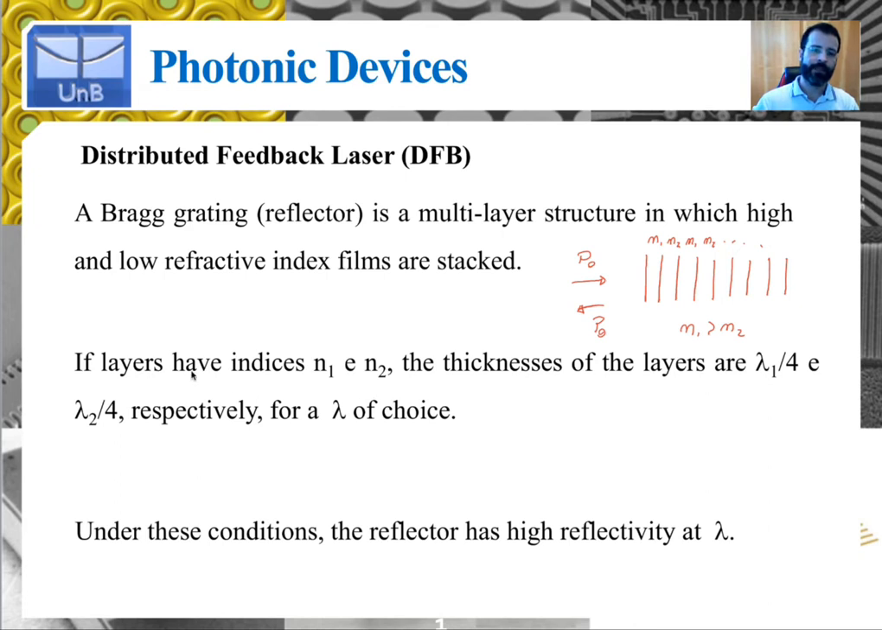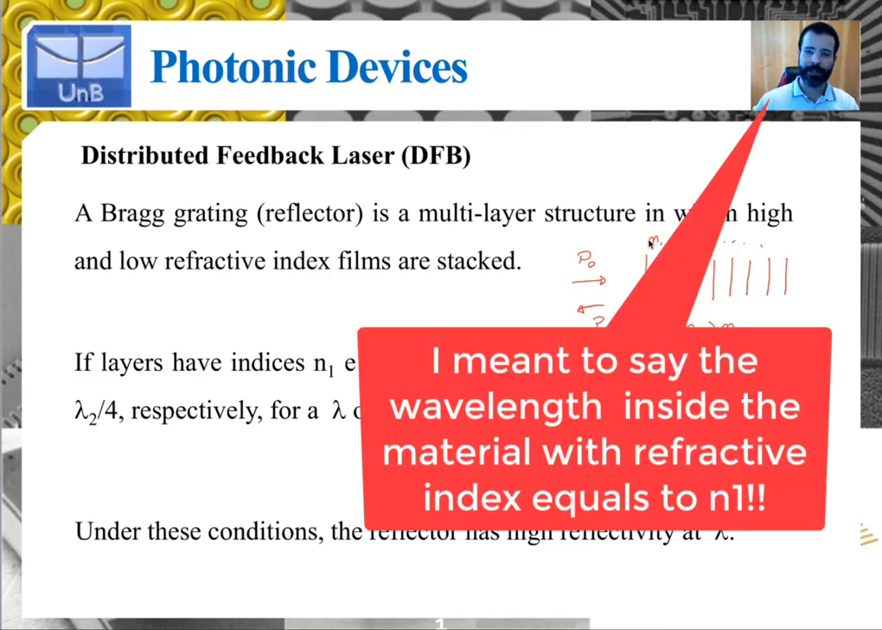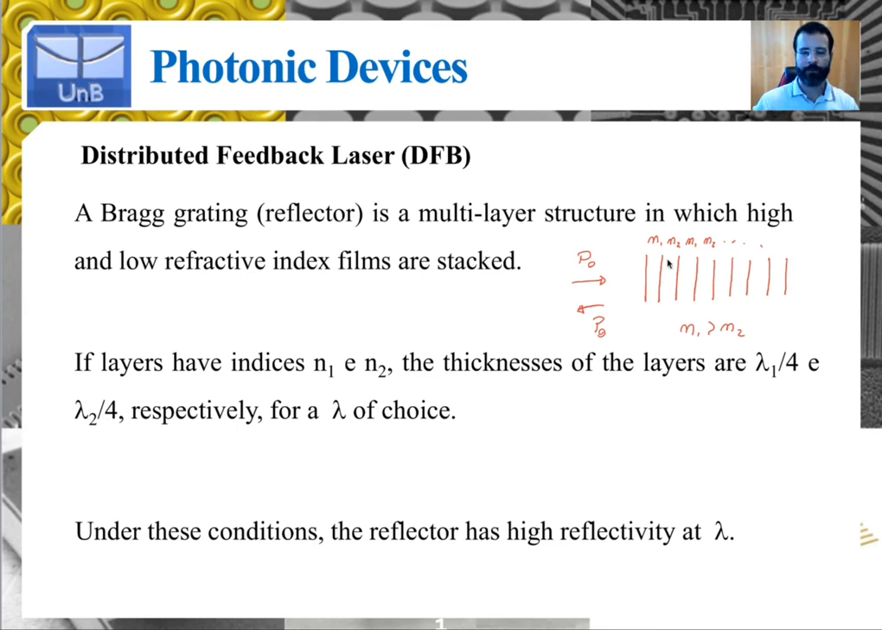If the layers have indices N1 and N2, and the thicknesses of the layers are chosen to be lambda 1 over 4 and lambda 2 over 4, so a quarter of the wavelength in the respective material, where lambda 1 is the wavelength inside the medium with index N1, and lambda 2 the same for the medium with index N2. These are just the wavelength in vacuum divided by the respective refractive indices, such that lambda 1 is equal to lambda naught, the free space wavelength, divided by N1, and lambda 2 is equal to lambda naught divided by N2.